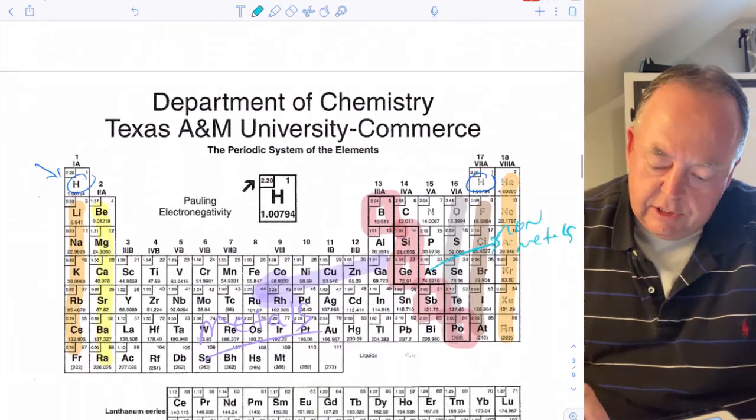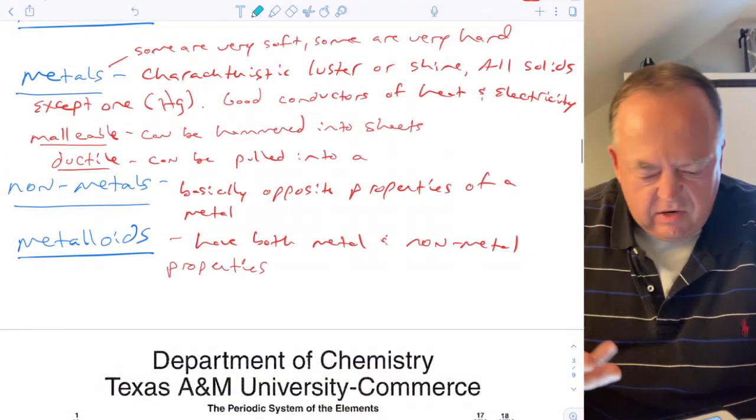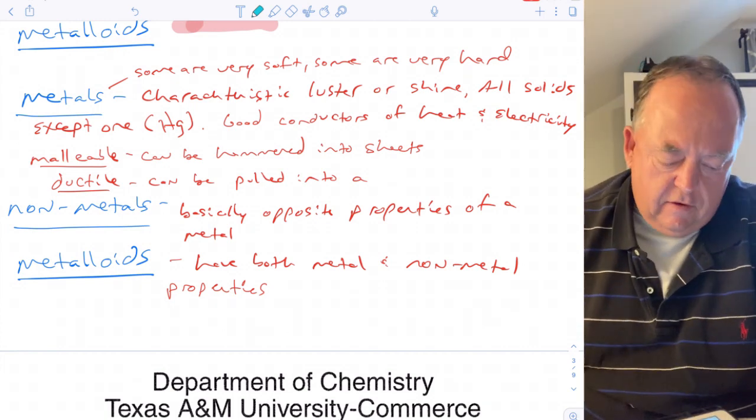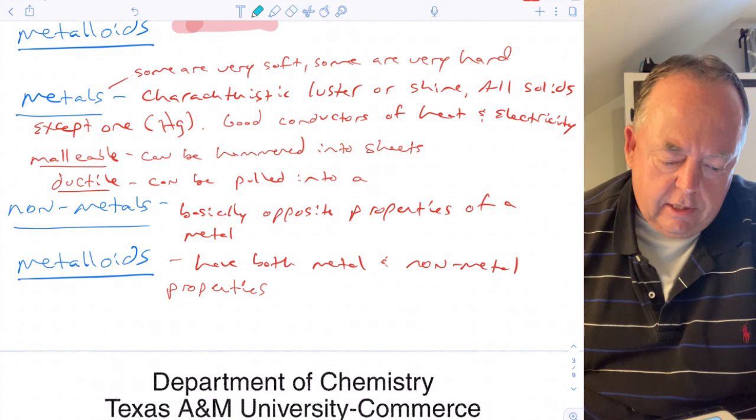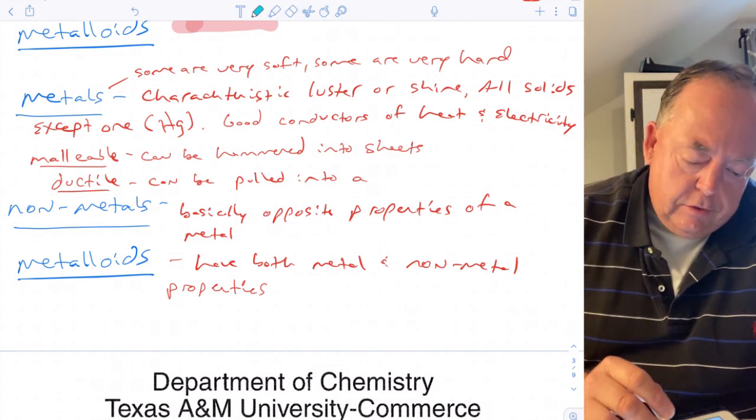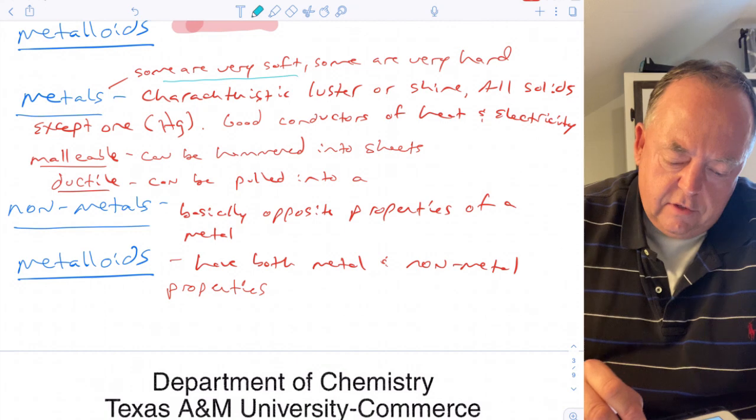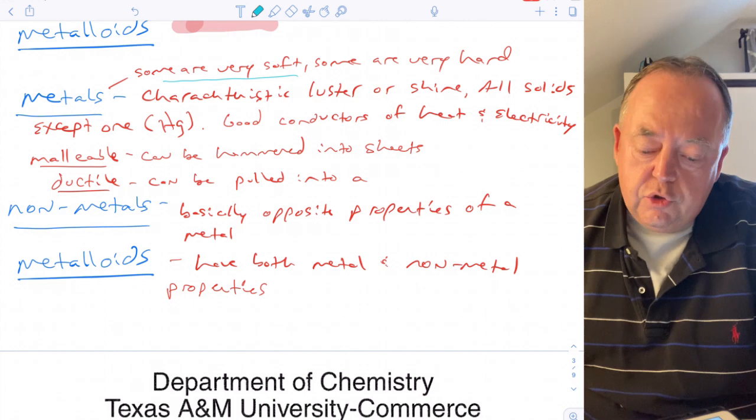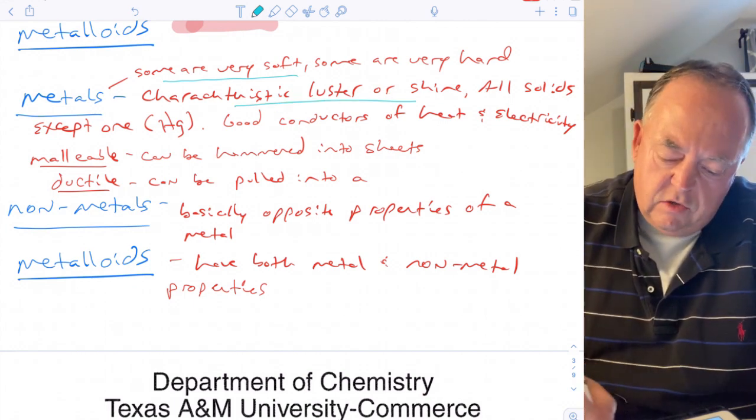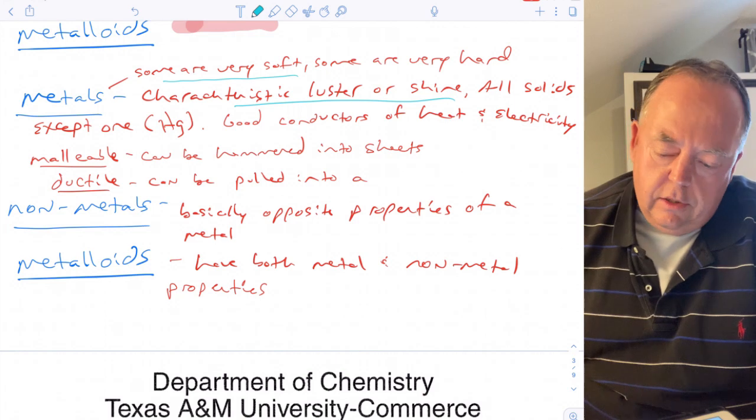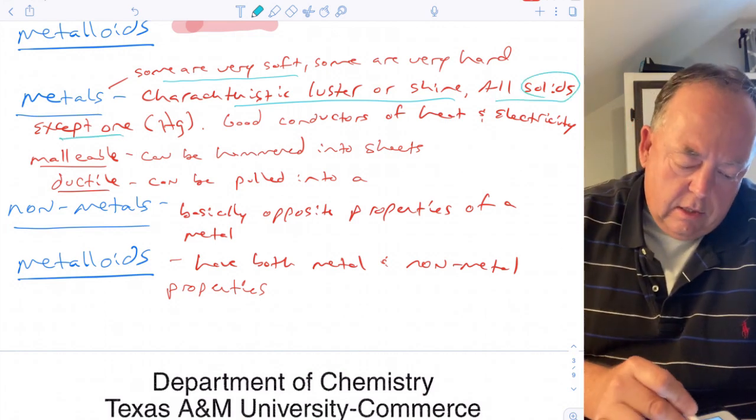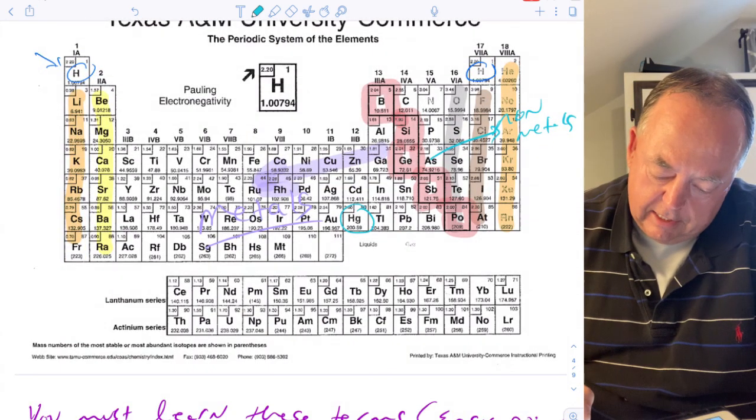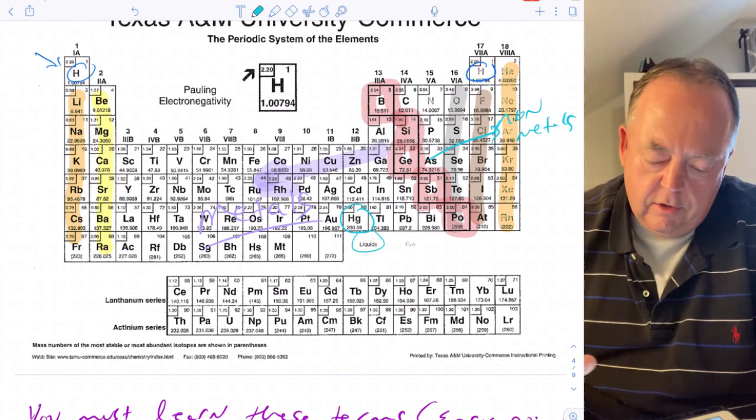Okay, so that's just some terminology for you to know. So what is the difference between a metal, nonmetal, and metalloid? Later in the semester we'll talk about specific properties of these different elements and get into some of the chemistry they undergo. But in general, metals can be soft. Some metals like sodium, you can cut with a butter knife. Some metals are extremely hard, like iron. They have characteristic luster or shine. All of the metals are solids except for one, mercury. Mercury is here in the periodic table, and it is the only metal that is a liquid. All of the other metals are solids.